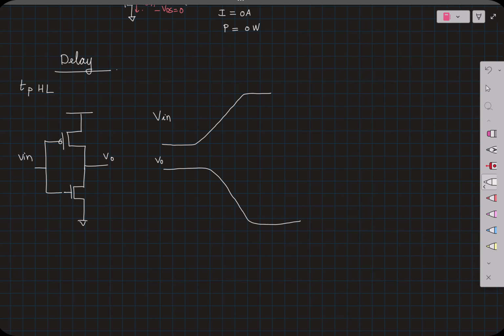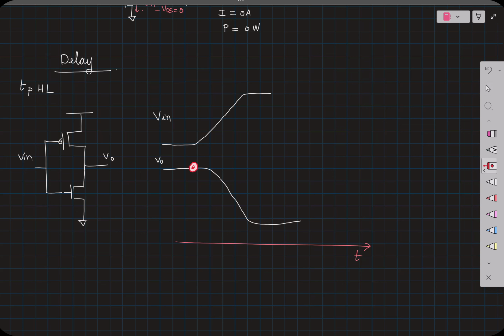So I have given you two waveforms. Both of these are with respect to time axis. Right? What is my TPHL? High to low propagation delay. It's called high to low because your output is going from high to low.